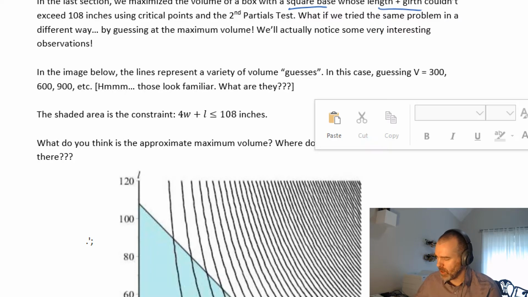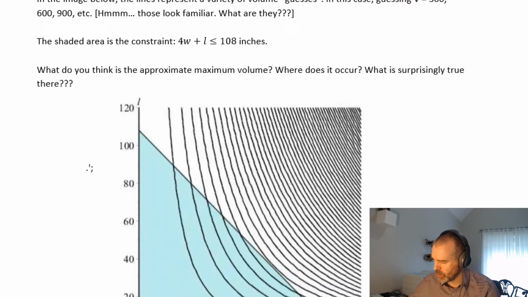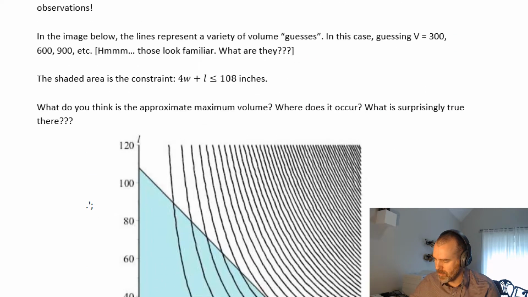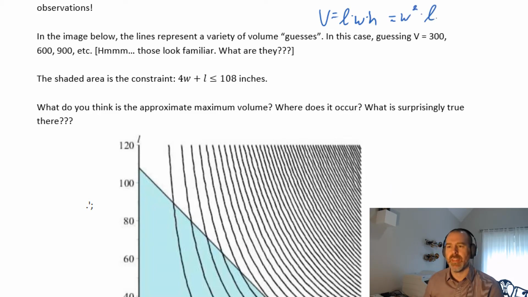So what I have below, in this picture here, now these are actually mislabeled. These lines are essentially saying, all right, our volume is length times width times height. If we assume it's a square base, we would have width squared times length. I think those were the variables I used: width for the base, and length for the length of the box.